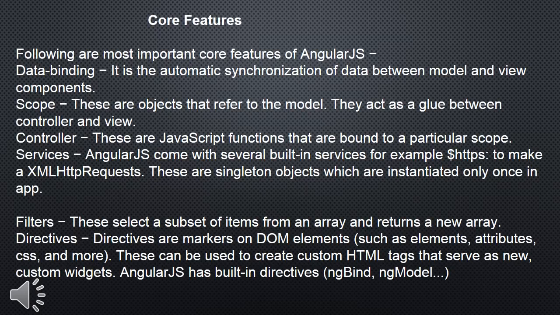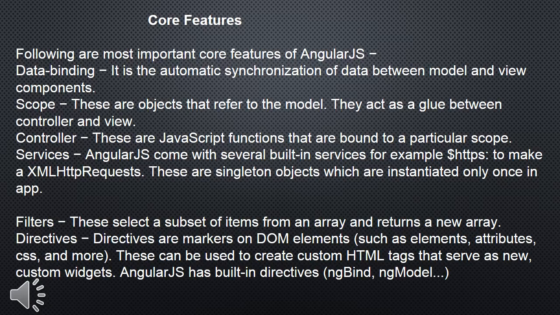Core features. Following are the most important core features of AngularJS. Data binding: it is the automatic synchronization of data between model and view components. Scope: these are objects that refer to the model. They act as a glue between controller and view. Controller: these are JavaScript functions that are bound to a particular scope.